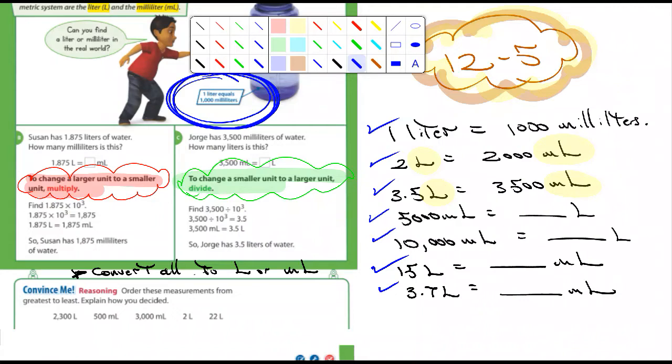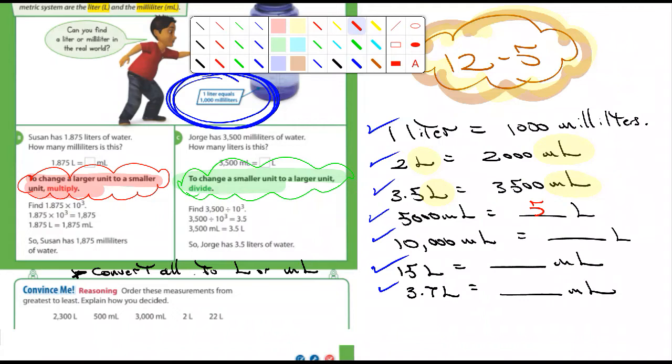So, put on your thinking caps. I'm looking at the first one. Miss Ugisa, 5,000 milliliters equals how many liters? 5. Yeah, 5 liters. That's pretty easy. Nicely done. Put up 100 points.